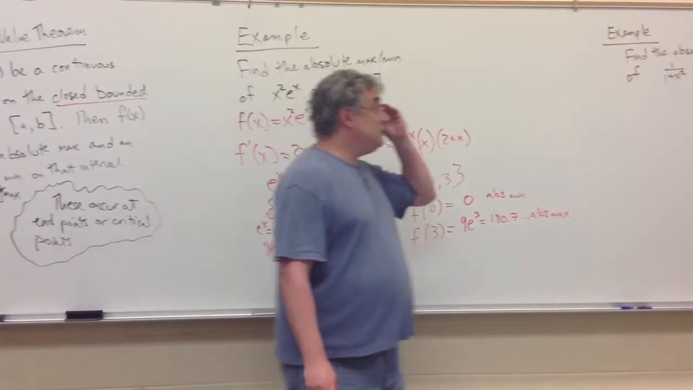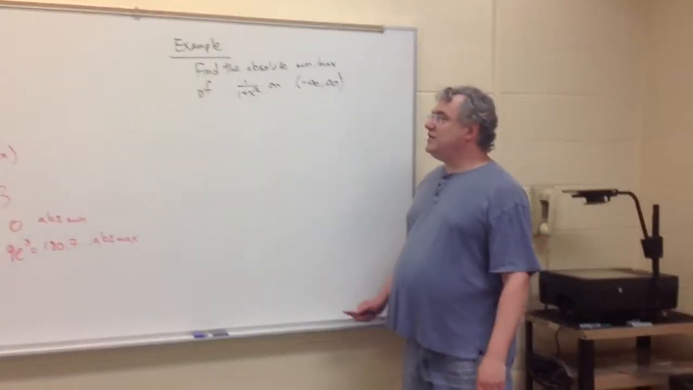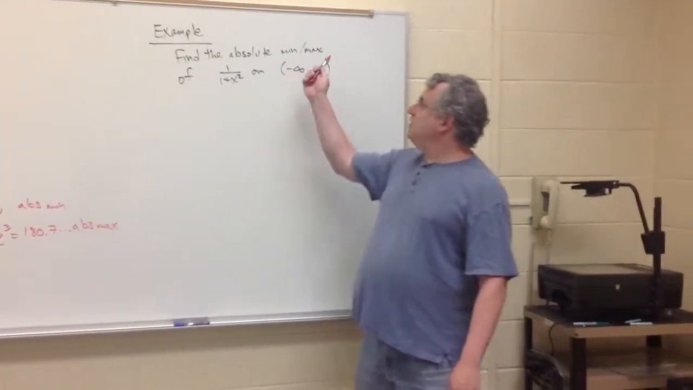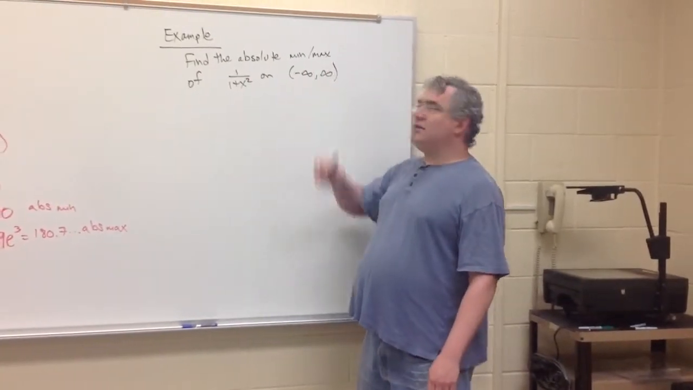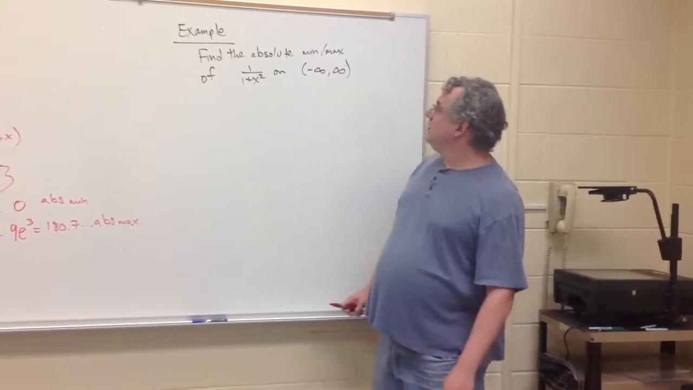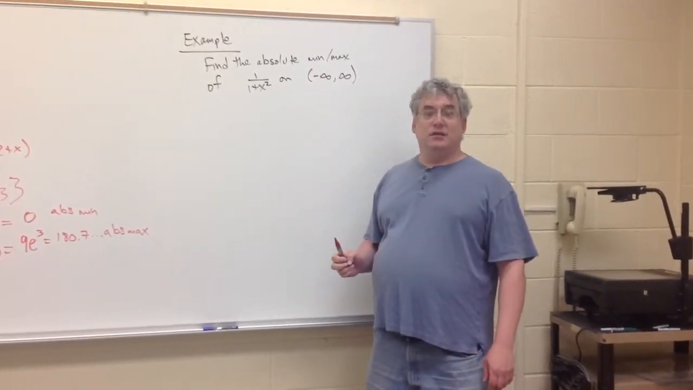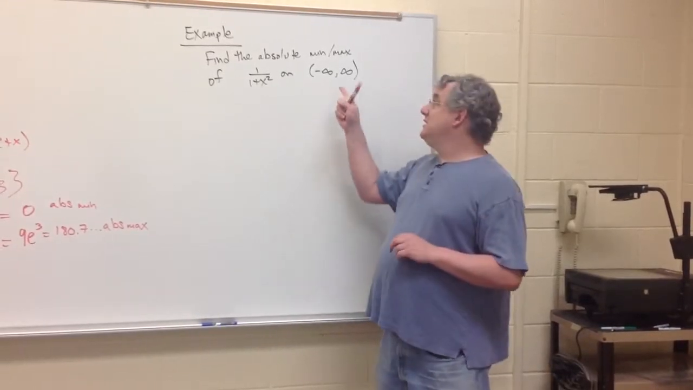Okay, let's try another example. This one's not going to be able to use the extreme value theorem. Find the absolute min and max of this on this interval. Why does the extreme value theorem not apply? This is a closed interval, but it's not bounded. There are no endpoints for this interval.